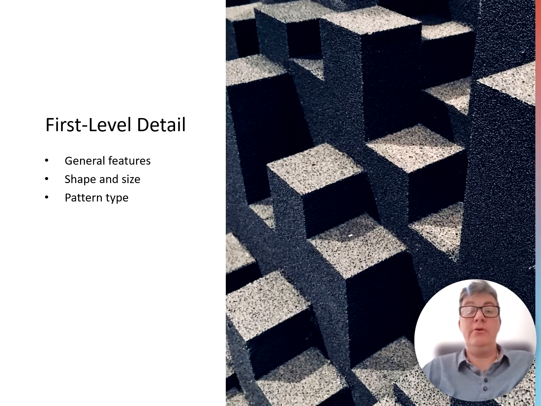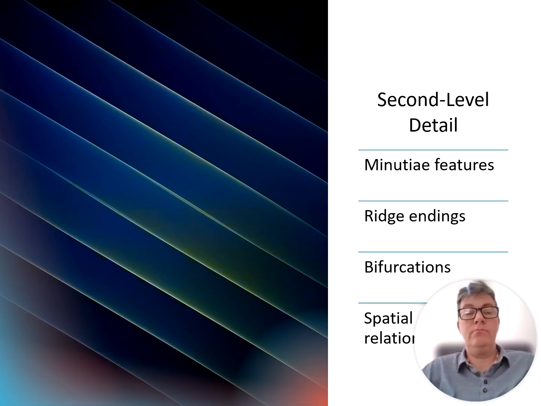First-level detail includes general characteristics like overall shape, size, and pattern type. This level is useful for excluding sources but is not enough for individual identification. Second-level detail includes specific features such as ridge endings and bifurcations. They are much more individualizing and are commonly used in fingerprint comparisons.